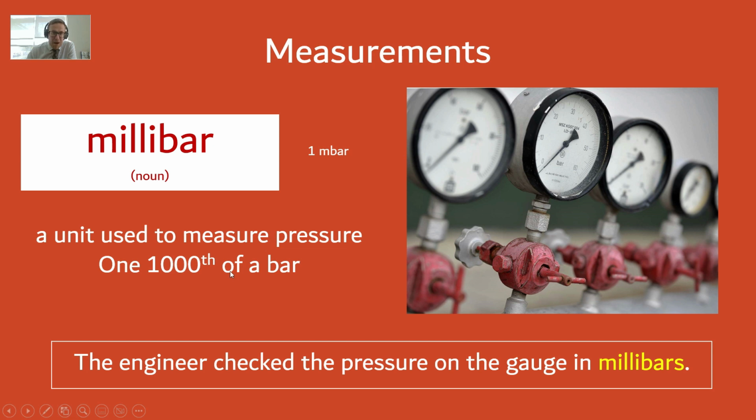1,000th of a bar. A bar is what you might put in your tires in a petrol station, in an ADNOC. So 1,000th of that, a much lower unit, is a millibar. And the symbol we use is 1 mbar. For example, the engineer checked the pressure of the gauge in millibars.